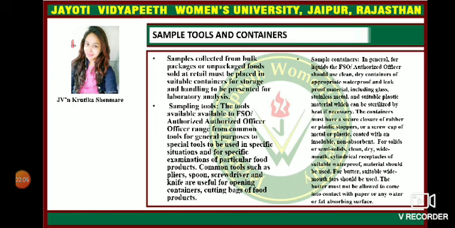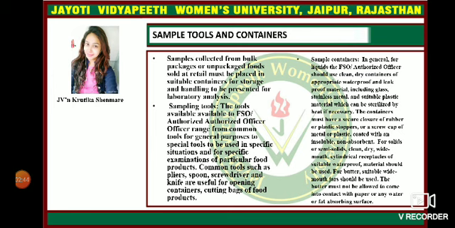Sample tools and containers. Samples collected from bulk packages or unpackaged food sold in retail must be placed in suitable containers for storage and handling, to be presented for laboratory analysis. Sampling tools. The tools available to the FSO, that is the Food Safety Officer, range from common tools for general purposes to special tools to be used in specific situations and for specific examinations of particular food products. Common tools such as pliers, spoons, screwdriver and knife are used for opening containers and cutting bags of food product.